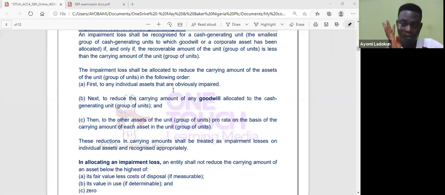So I've allocated 40, right? So I have 110 left. I'll now say next, if I don't have any other obviously impaired asset, I'll go to the next step: reduce goodwill to 0, right? That's what the standard has said. So reduce goodwill to 0.